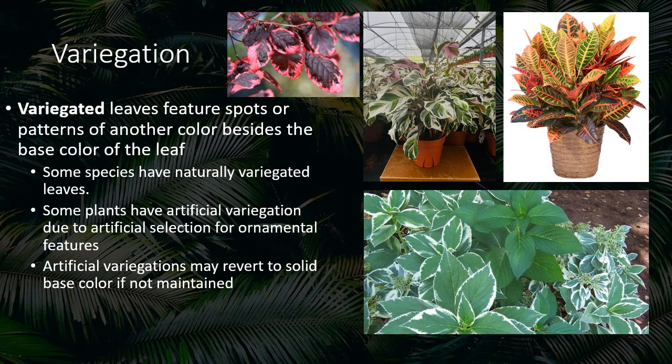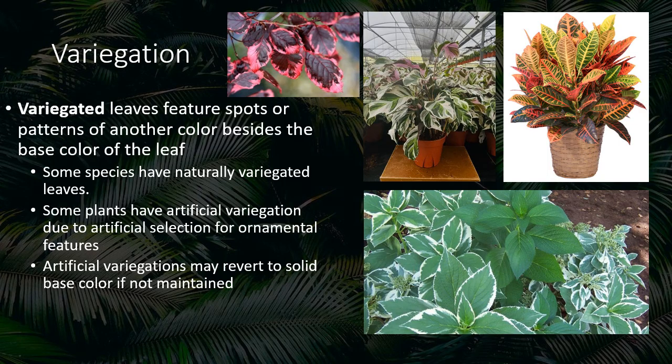A lot of the plants that we grow in horticulture actually have artificial variegation that they have been artificially selected for, and we value that as an ornamental feature. We might have extra patches of yellow or white or red or pink on a leaf, and that might make the plant a little bit prettier for a human being to look at. And so the variegated plants are often very popular horticultural species.